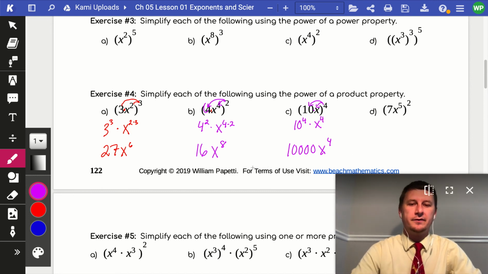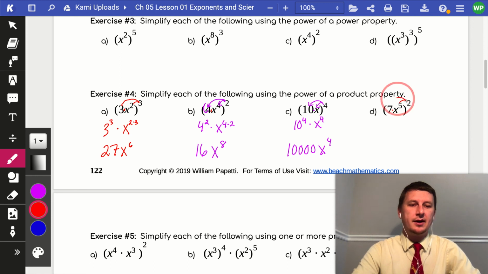And our last one for this exercise is part D, where we have 7 times x to the fifth to the second power. Then we have part of the product inside the parentheses. And what we're going to get there is 7 to the second power times x to the fifth to the second power. 7 to the second power is 7 times 7, which is 49. X to the fifth to the second, well, that's going to be a power of a power rule, and that's going to give me x to the 10th.